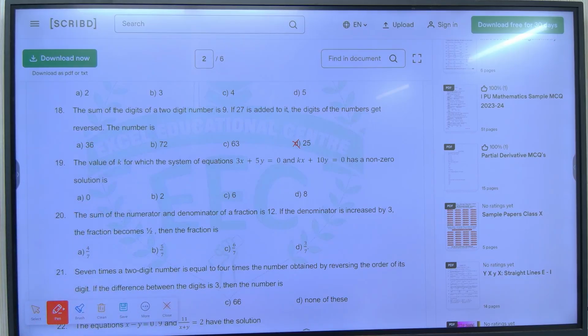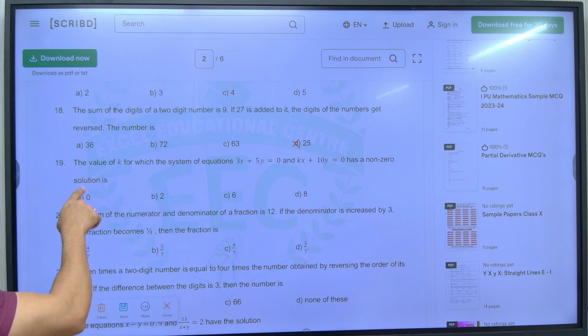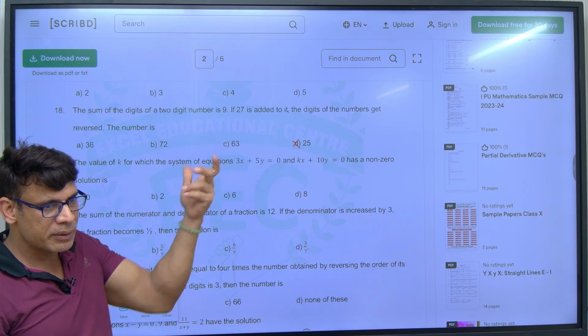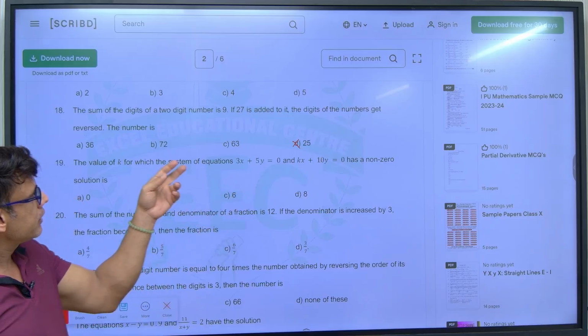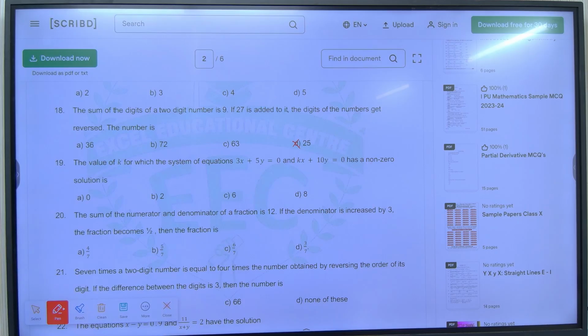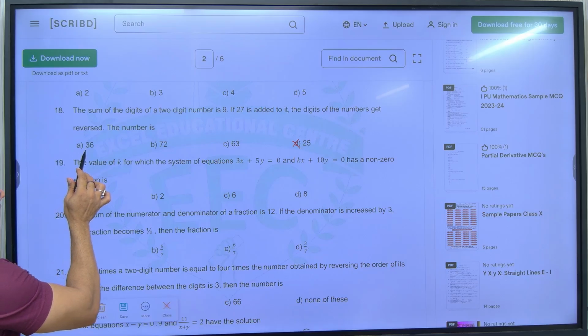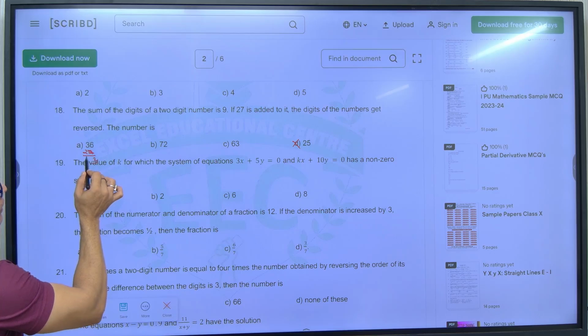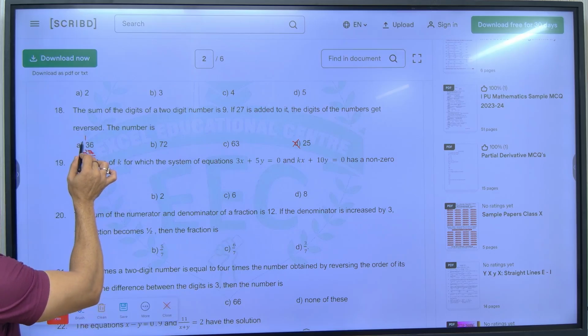What are they saying now? If you add 27 to the given number, the digits get reversed, right? The sum of the digits of the 2-digit number is 9. If 27 is added to it, the digits of the number get reversed. That means if I take this as my answer and add 27 to it, it should become 63.